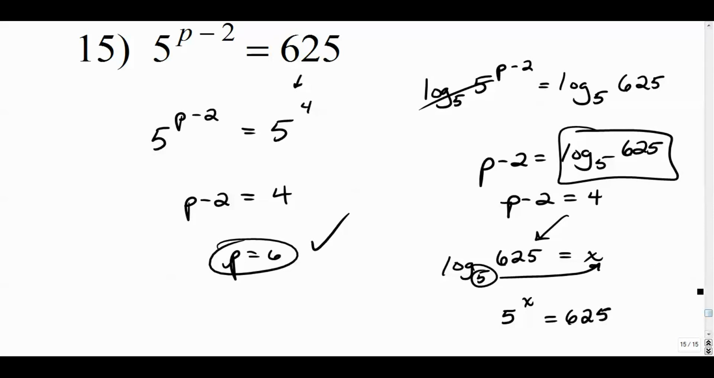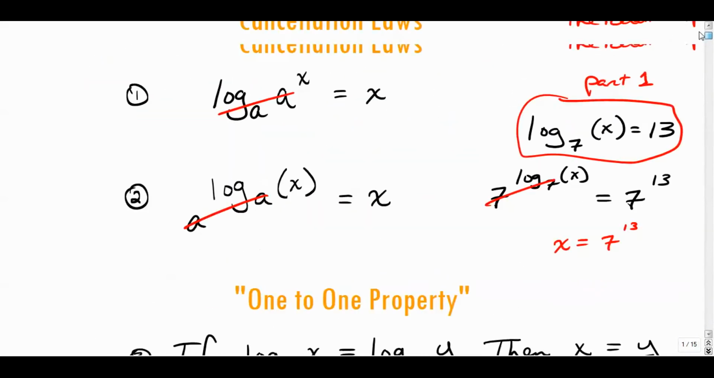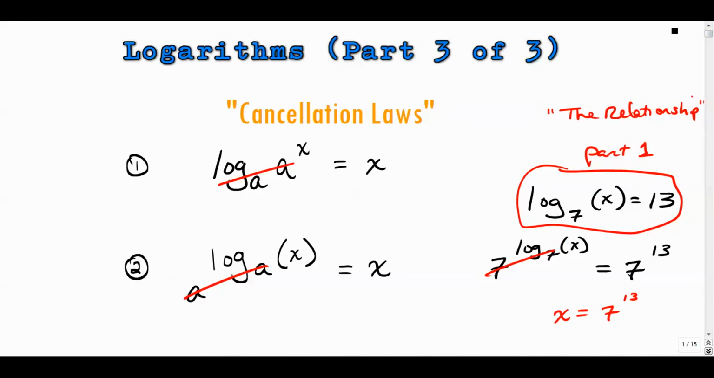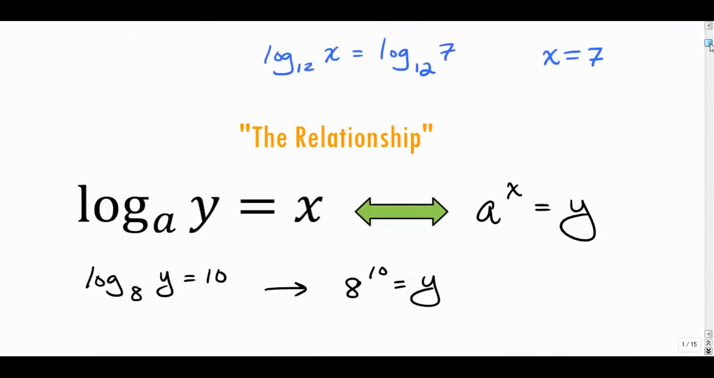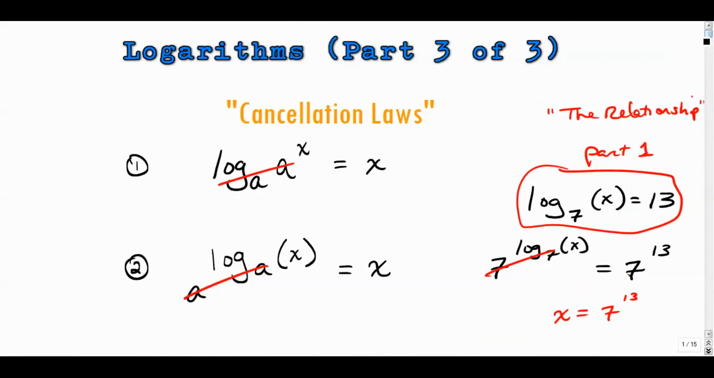So there you go. There are 15 examples, about a 23.5-minute video or so, on solving logarithmic and exponential equations. There are a lot more examples I can do, and I might make a separate video in the future that addresses maybe more complicated exponential and logarithmic equations. But for the most part, if you can get these two cancellation laws down, the one-to-one property, and continue to remember our good old relationship, you're going to find some success.